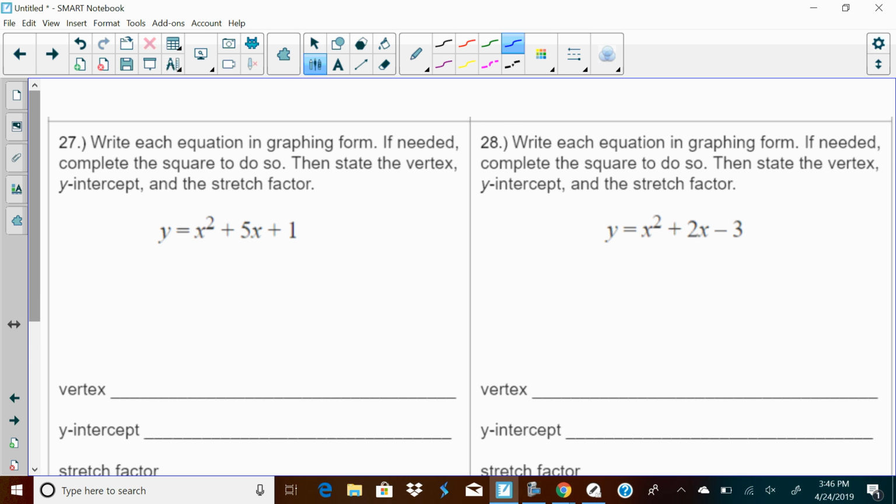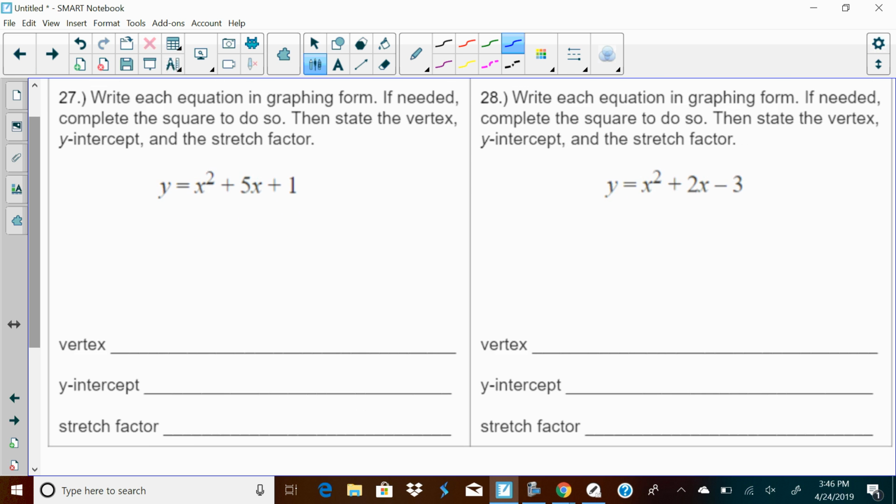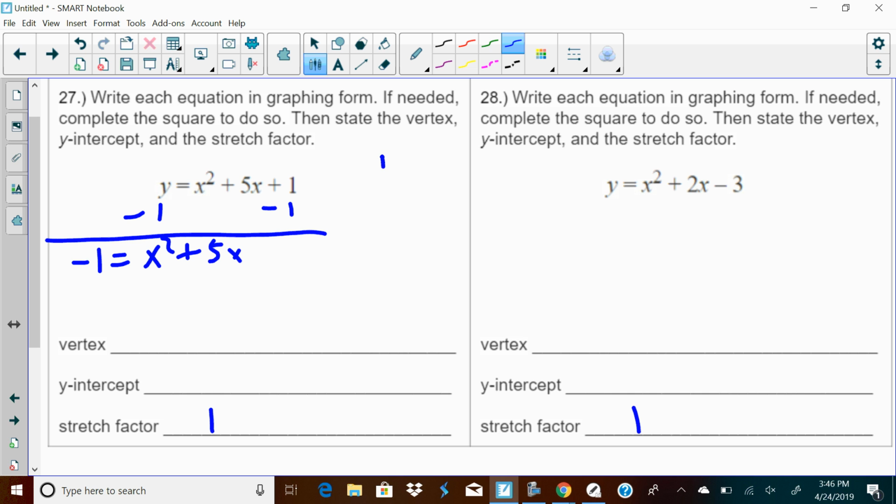Okay, problem 27, write each equation in graphing form. If needed, complete the square, then state the vertex, the y-intercepts, and the stretch factor. I already know for 28 and 27 my stretch factor is 1, because there's no number in front of x squared. So for 27, I'm going to subtract 1 from both sides, and I end up with negative 1 equals x squared plus 5x.